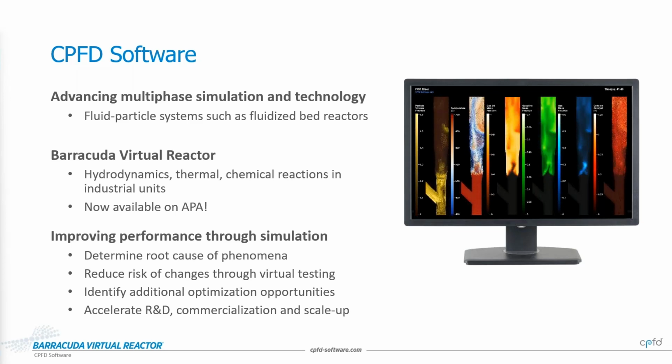The software is used to improve reliability and performance through simulation. So for an operating unit, which typically operates 24/7 for years on end, it's used to virtually look inside and determine what's happening, root cause of underperformance and other phenomena, reducing the risk of then making changes to these units through virtual testing, and invariably our clients find other optimization opportunities in the process.